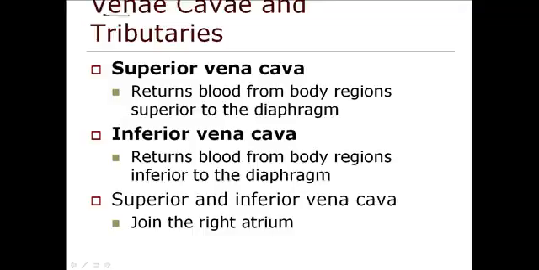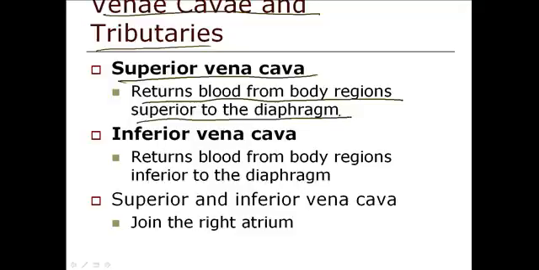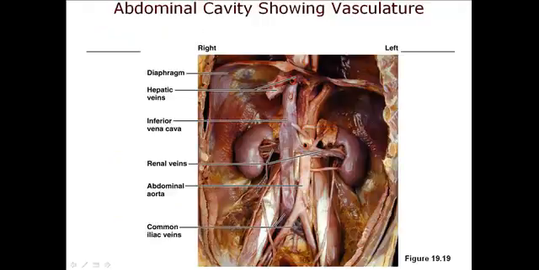So here are the vena cava and the tributaries. I guess we'll start from the heart. Vena cava and their tributaries. Superior vena cava, you need to know that it returns blood from the body regions superior to the diaphragm. The inferior vena cava returns blood from body regions inferior to the diaphragm. So, as you know, they both join the right atrium.